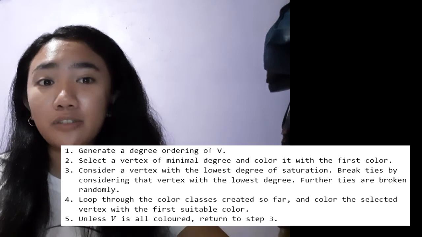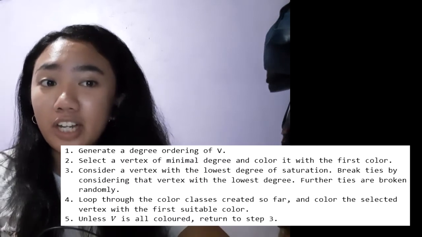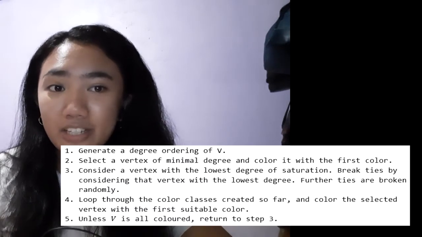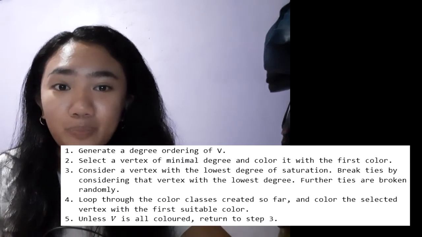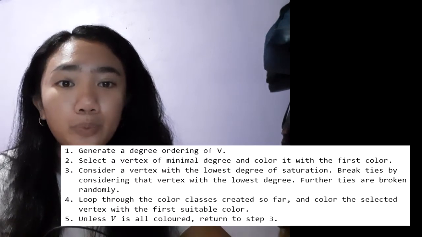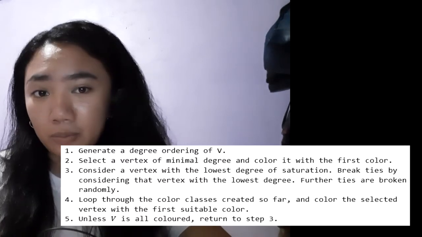Second, select a vertex of minimal degree and color it with the first color. Third, consider a vertex with the lowest degree of saturation. To break ties, consider the vertex with the lowest degree. Further ties are broken randomly.